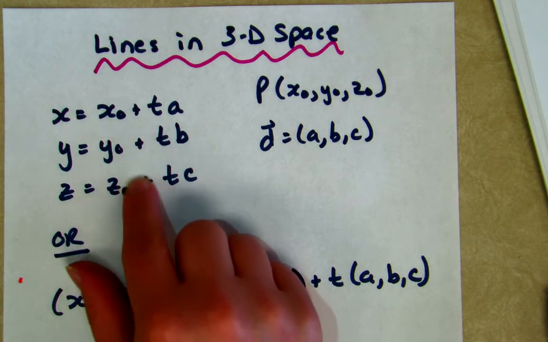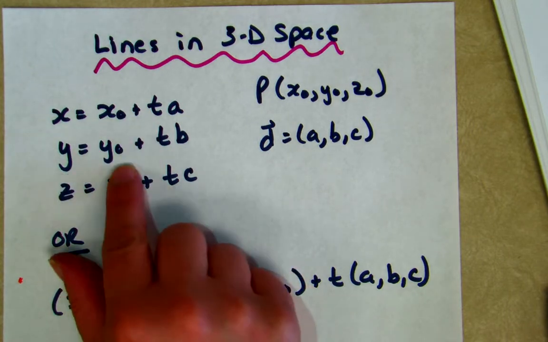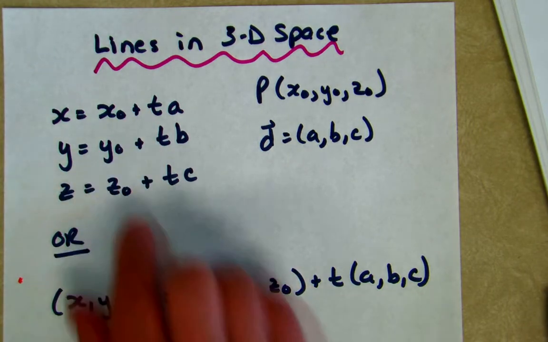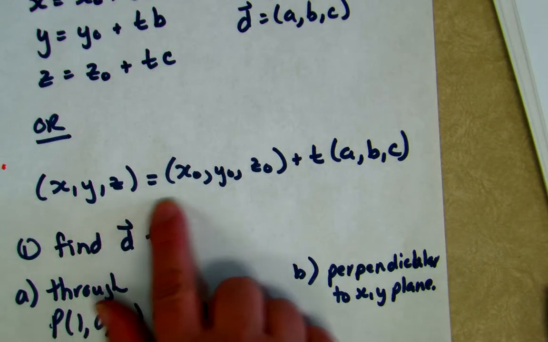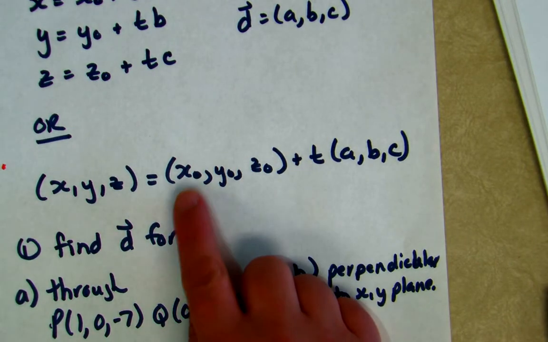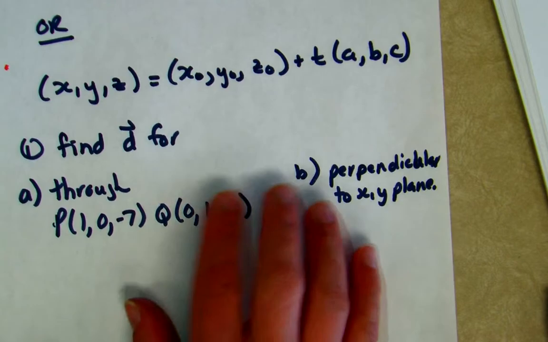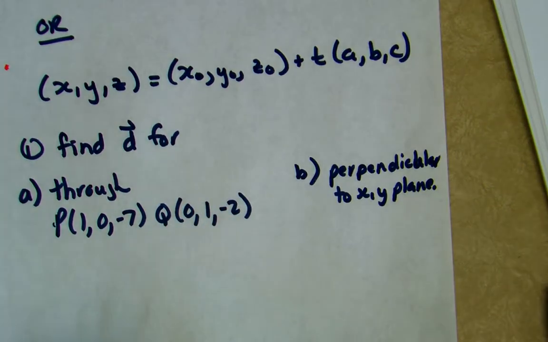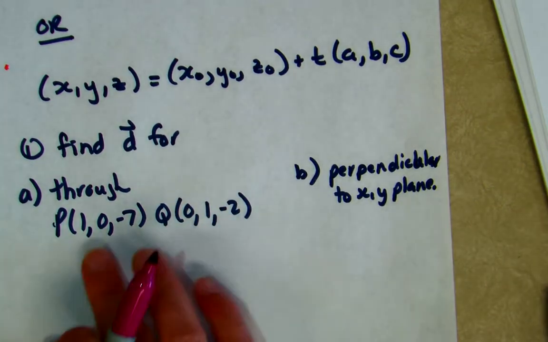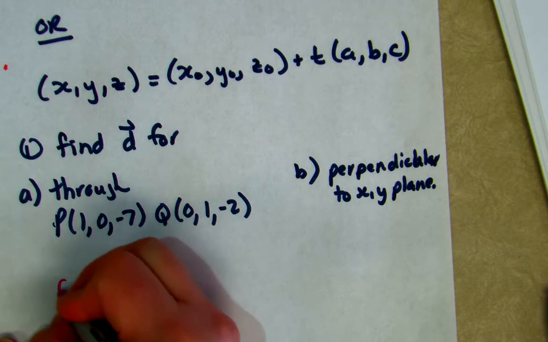So parametric equation splits them all up into the x, the y, the z. Vector equation just puts them together and has the point plus the parameter times the direction. So number 1, find a direction vector for a line through these 2 points.